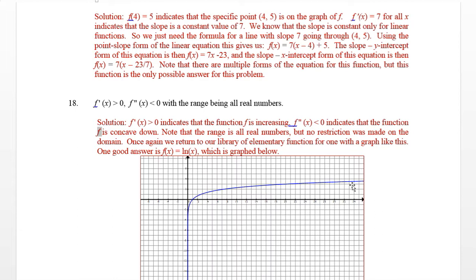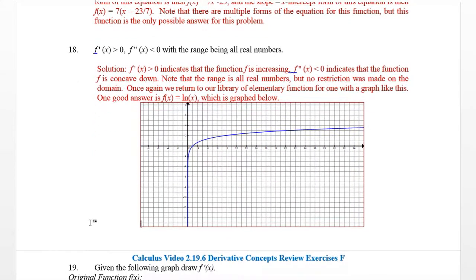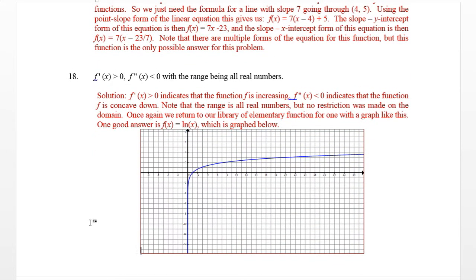Here's ln of x graphed. It has those characteristics. The derivative is positive, so this is an increasing function. The second derivative is negative, so it's concave down everywhere. And the range is all real numbers, but the domain's not. The domain's only 0 to infinity here. Okay, so that gives you a few examples of how we might think about what these things are saying about the graph, and then also we had to look back into our little library of elementary functions to find such a function that had those properties.